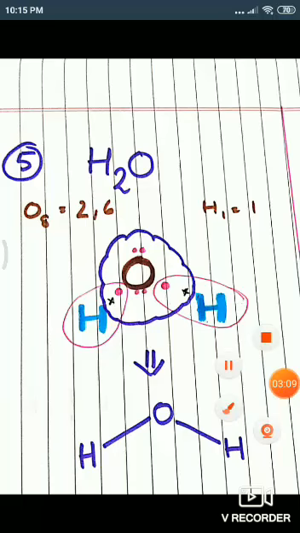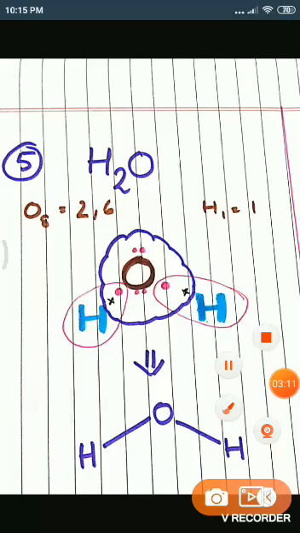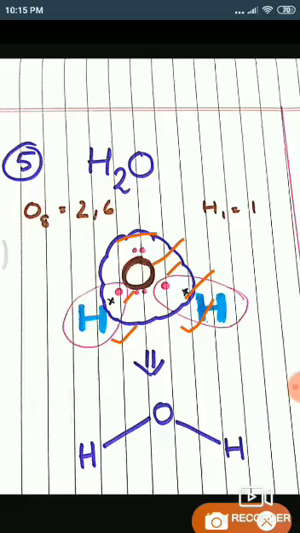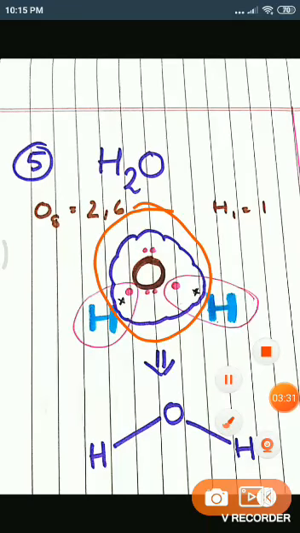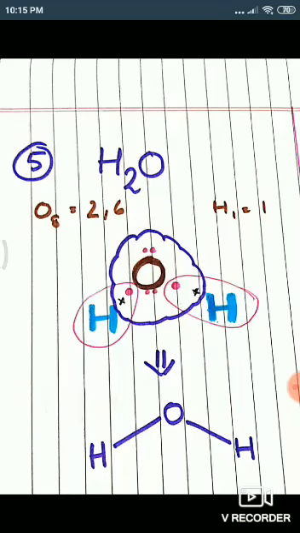So let us achieve octet for oxygen. 6 already it has. So 1 2 3 4 5 6 pink dots, 7 and 8. उसने हाइड्रोजन से भी एक एक इलेक्ट्रॉन ले लिया and it has achieved octet. Can you see this? Can you see this? 6 plus 2 कितना होता है? 8. So oxygen has also achieved octet. So both hydrogen and oxygen have achieved octet.